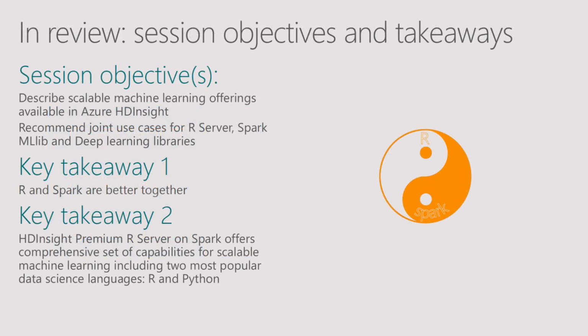Okay, so let's recap. We talked about R Server and Spark and how you can use them together, combining the capabilities of Spark as a distributed compute engine and the popularity of the R language to build something that is greater than the sum of the parts. And that is a modern but still canonical example of the yin and yang, where you have 2 opposing things that contribute to the success of each other.